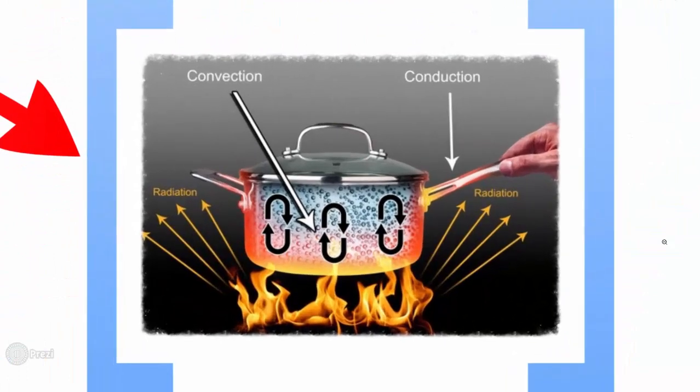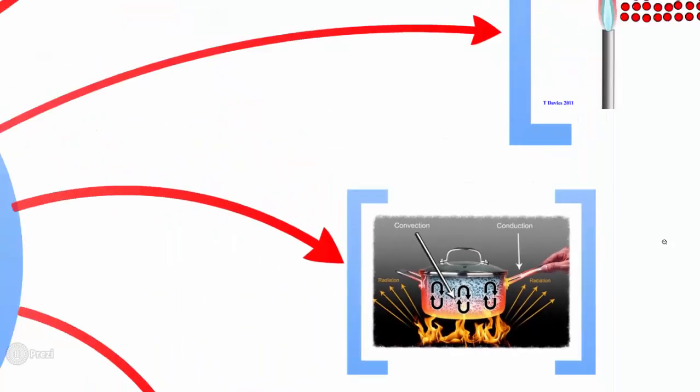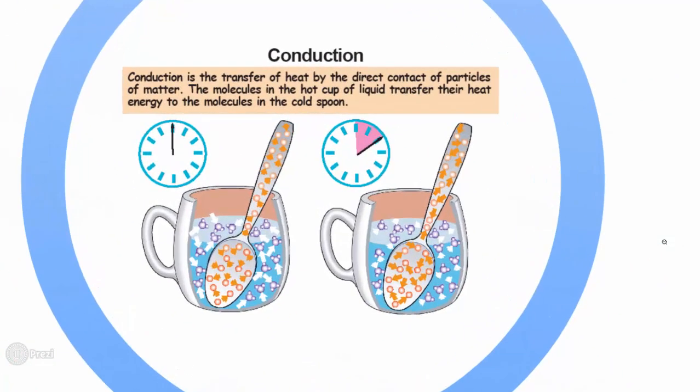The figure shows the different possibilities of transmission of heat while cooking. The handle of the saucepan is transmitting heat by the conduction process. Water boiling inside the pan is absorbing heat from the fire by the convection process, and the fire is emitting heat to the surrounding environment by the radiation process. And in the same way, the molecules in the hot cup of liquid transfer their heat energy to the molecules in the cold spoon gradually.